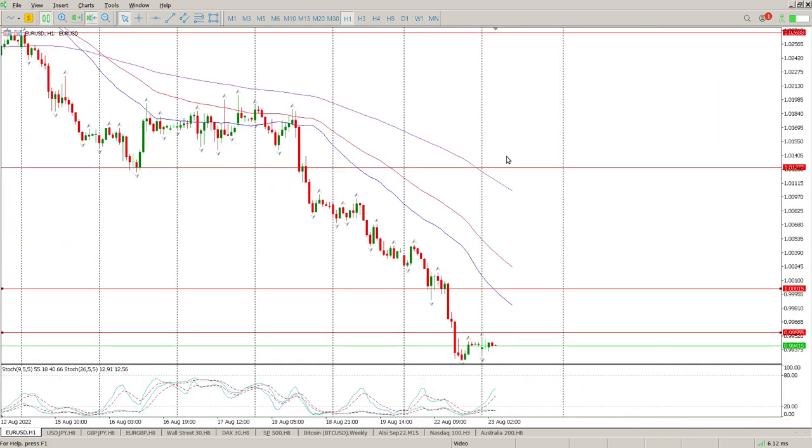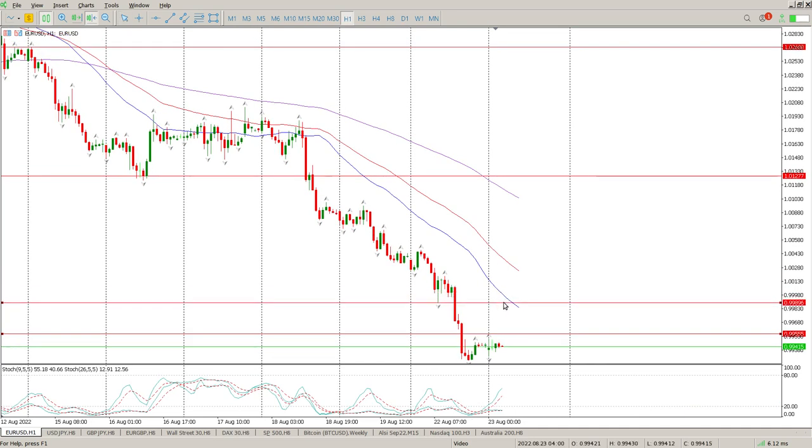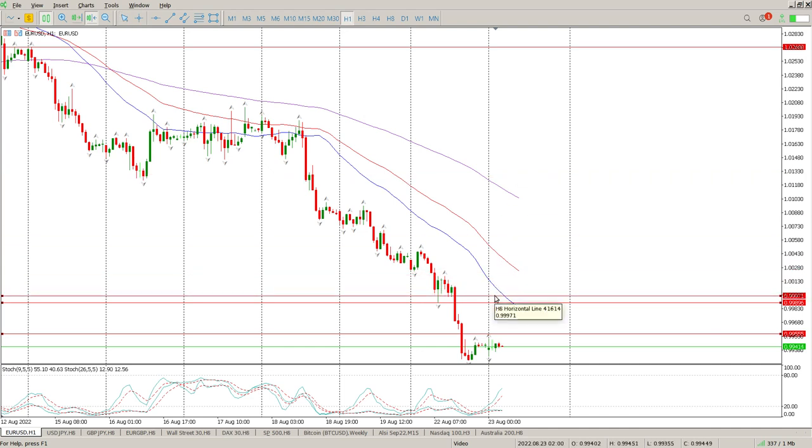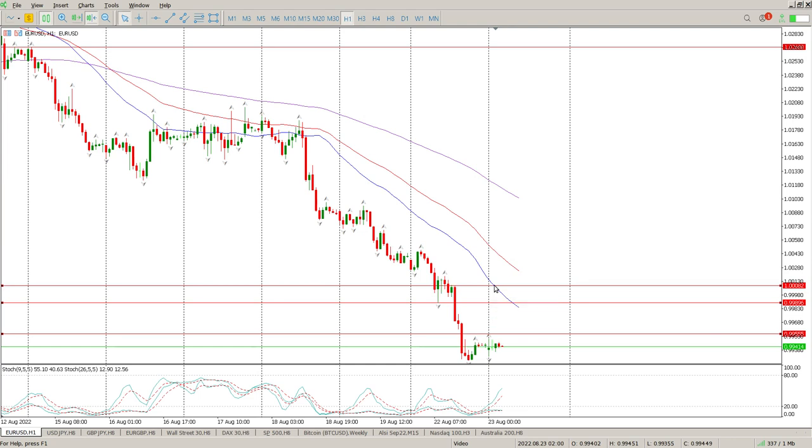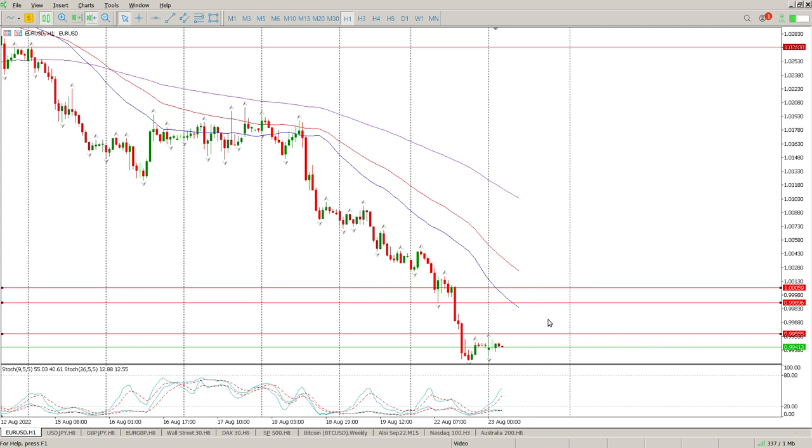And the only resistance we've got, I'm just going to fine tune this one, is this area here at 0.99896. And I would actually just round it off at 1 as well, somewhere in this zone. So this is the zone that I'd be paying attention to, somewhere between 1 and 0.99896. That is what I'm looking for.